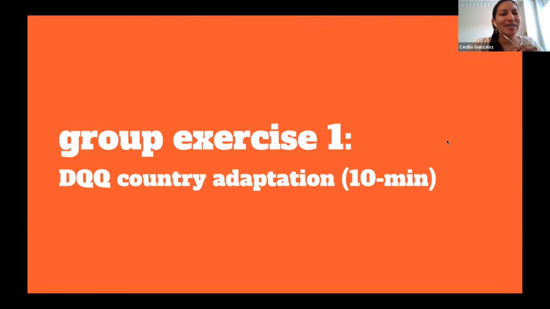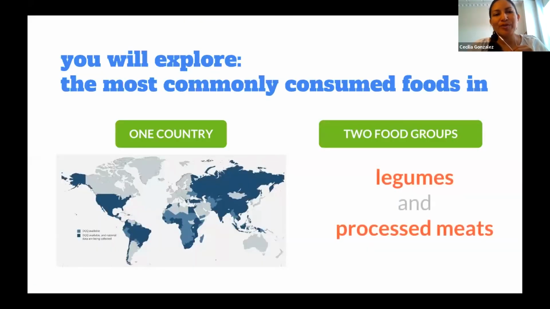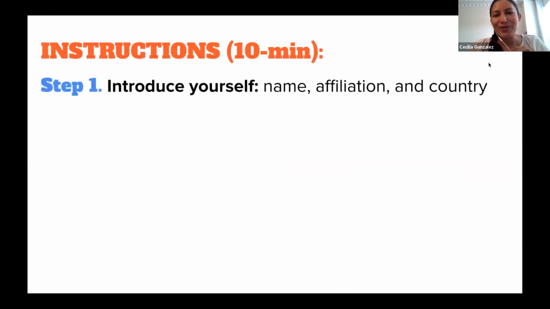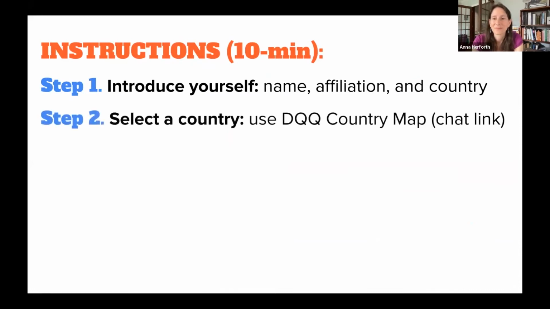So in the next slide, you'll see today in small groups, we're going to explore the most commonly consumed foods in one country for 2 food groups. The food groups will be legumes and processed meats. And so I'll briefly just go into the instructions for it. Step 1 is to go into your small group and of course, introduce yourself, share your name, affiliation and country. And then once you have done introductions, you can select a country.